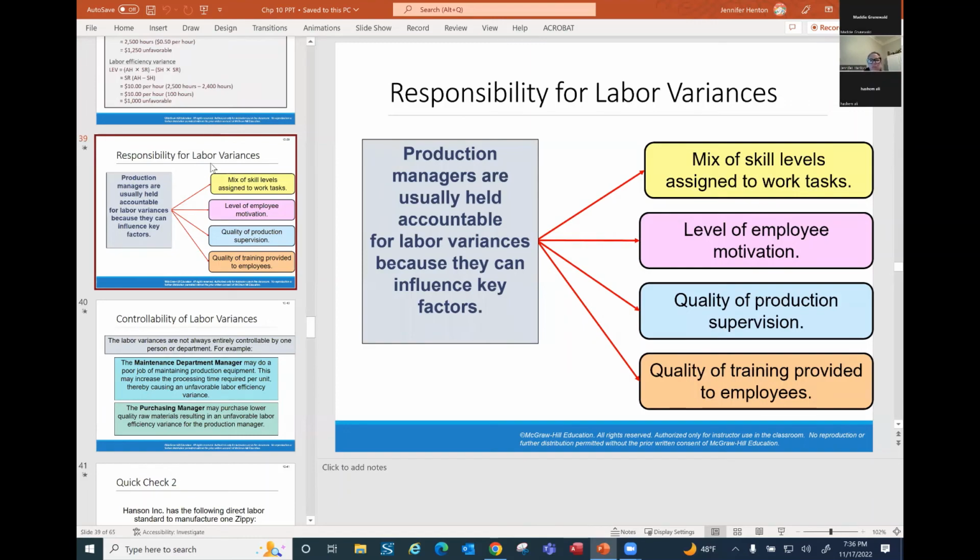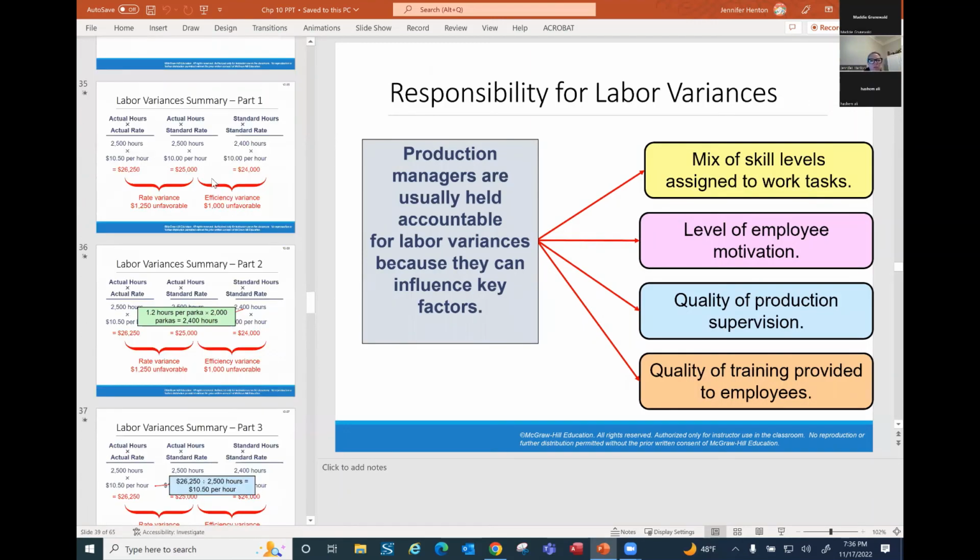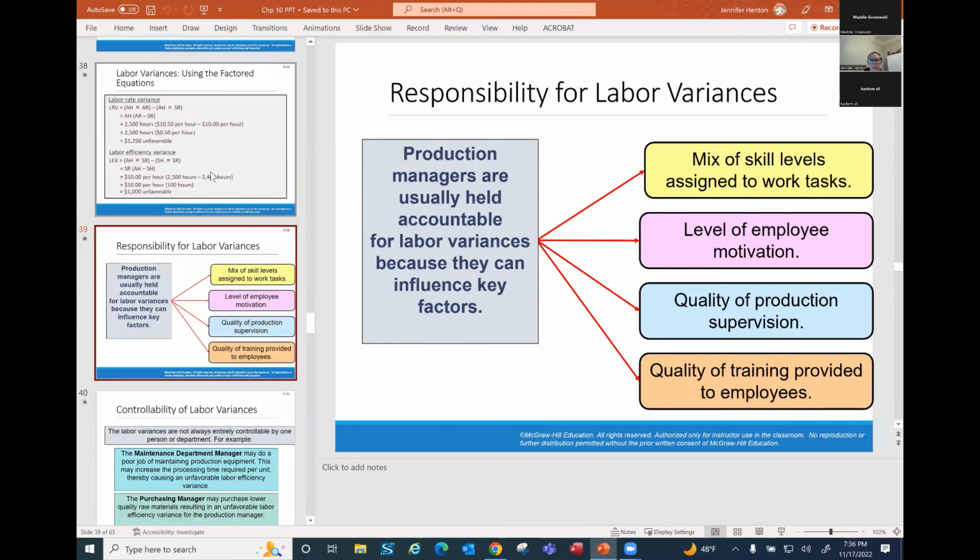Okay, do you have any questions so far on the calculation of the labor variance or the material variance? Okay. So we'll keep going.